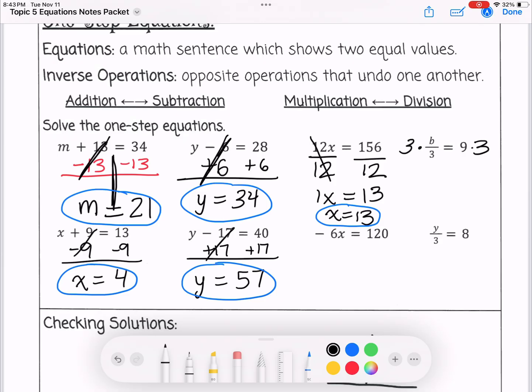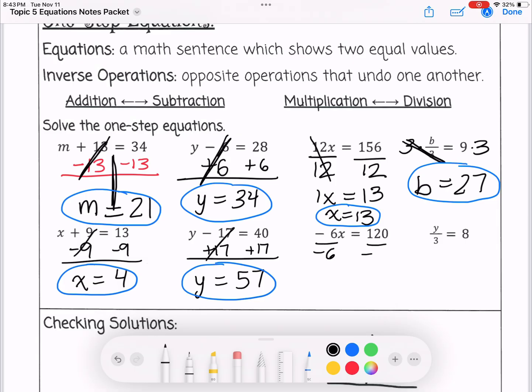Our next problem says b divided by 3 equals 9. I need to solve this by doing the inverse of dividing by 3. So I need to multiply both sides by 3. A 3 in the numerator and a 3 in the denominator is equivalent to 1. So that would be like writing 1b. I know I don't need to write the 1, so I can just write it as b. And then I solve the right-hand side, and I get b equals 27.